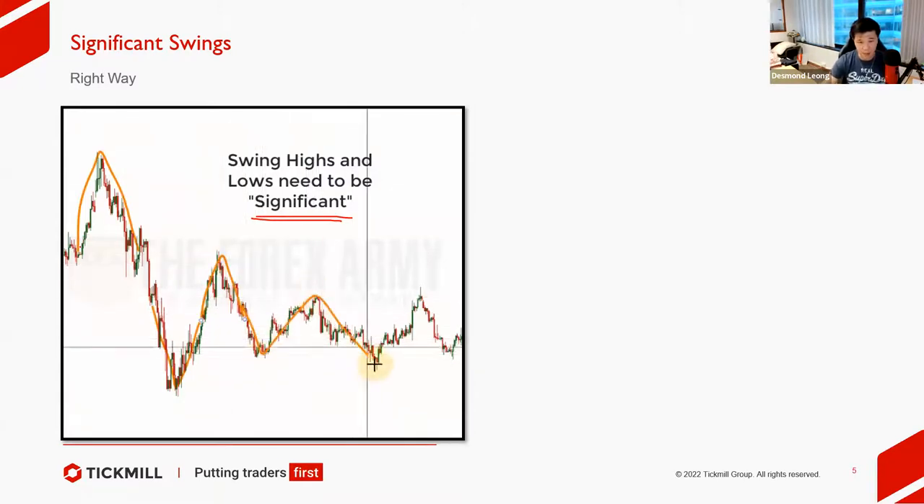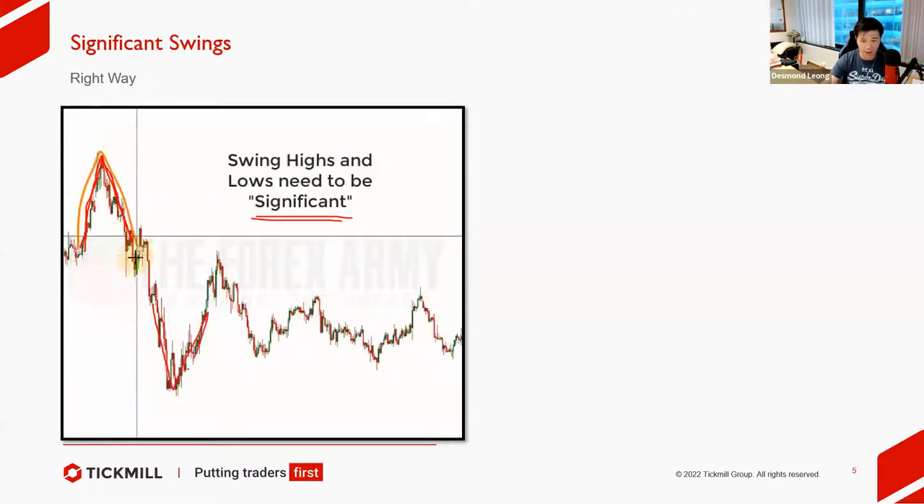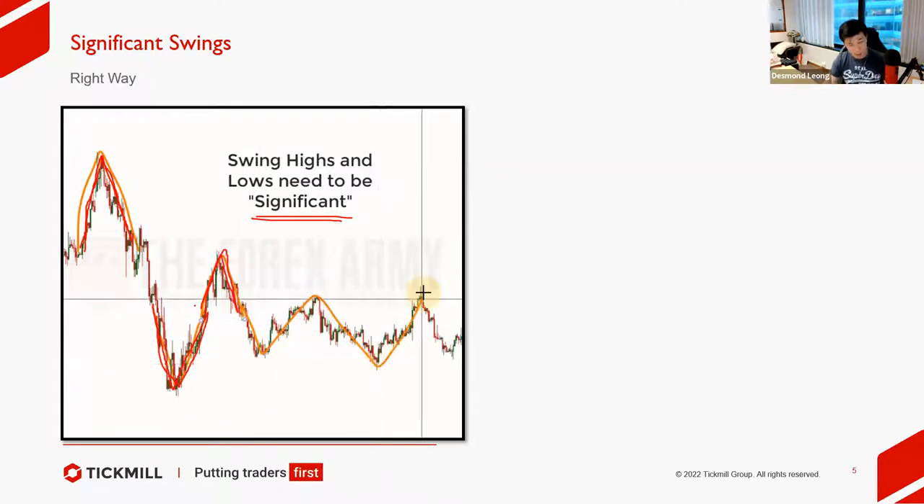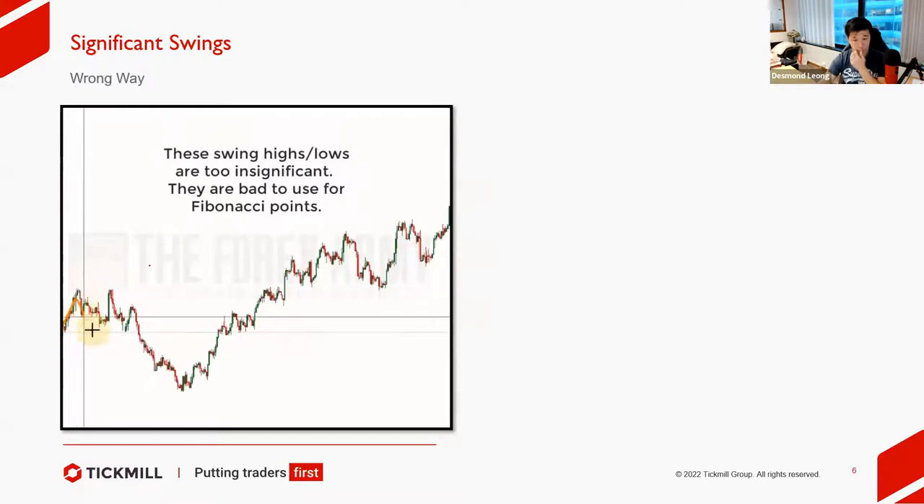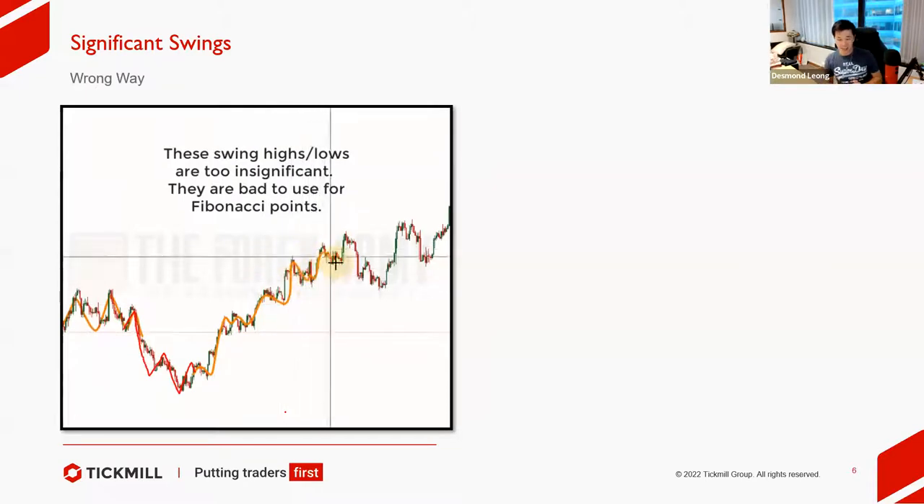In this example, I'm showing you that when you're looking at a chart, these price movements are very significant. You would better understand this when I show you the contrast, what the insignificant swing high and swing low look like. So this, of course, is the wrong way. Look at this. Every single level here is a swing high and swing low, so it's not very effective when it comes to trading.